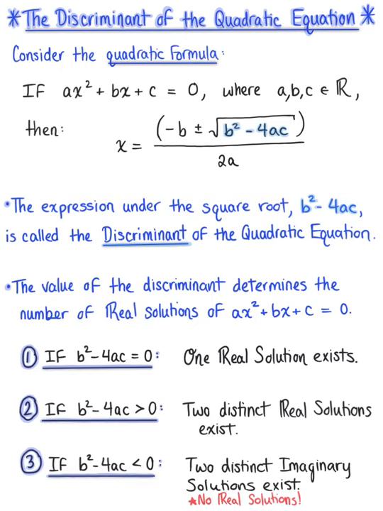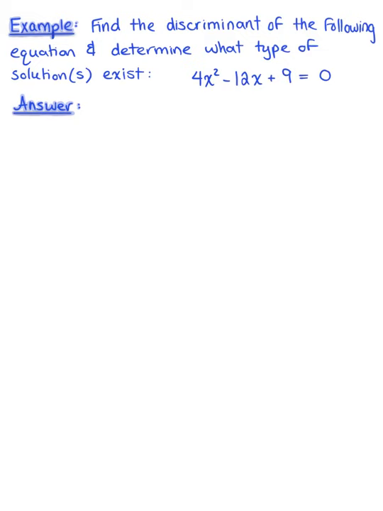So to help us better understand these three cases of the discriminant for the quadratic equation, let's consider the following examples. Find the discriminant of the following equation and determine what type of solution or solutions exist. And here we are given the quadratic equation 4x squared minus 12x plus 9 is equal to 0.